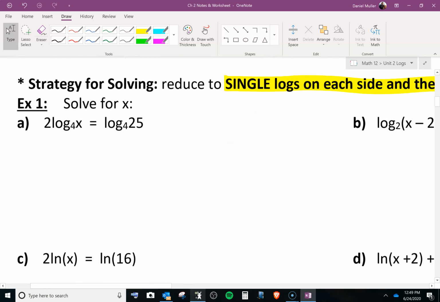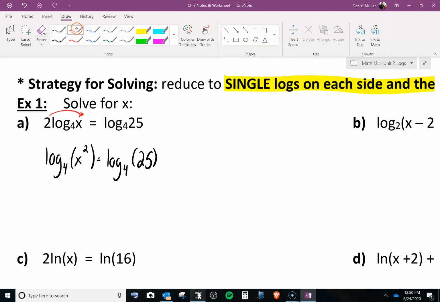So let's do that here. One of the things that you have to do first, if there's ever a number in front, you're going to need to get that and bring it up as an exponent. So really this is log 4 of x squared equals log 4 of 25. And what we can do algebraically is write this as 4 to the power of log 4 of x squared and 4 to the power of log 4 of 25. And what will happen is these things will cancel out.